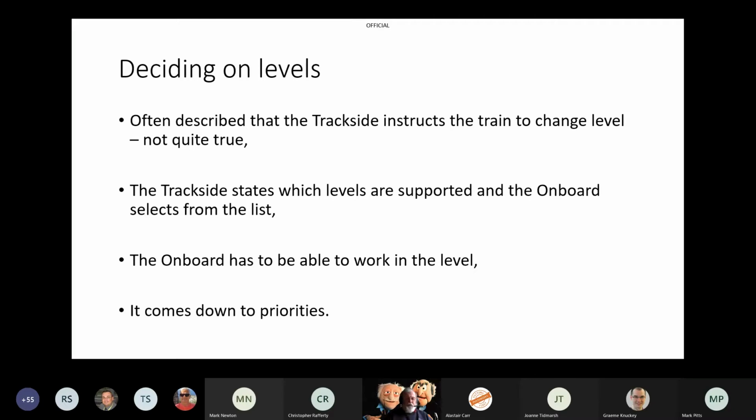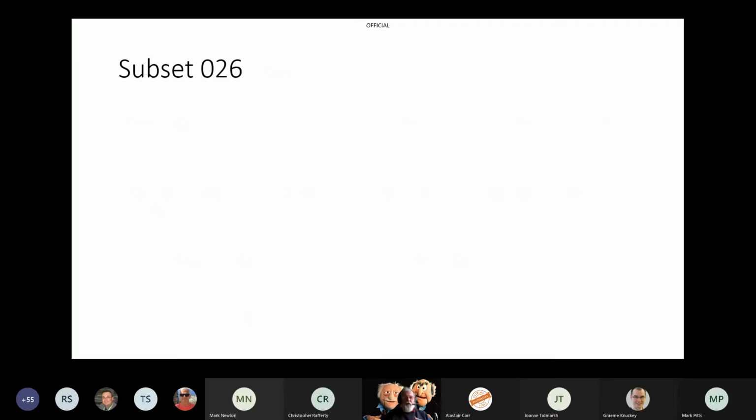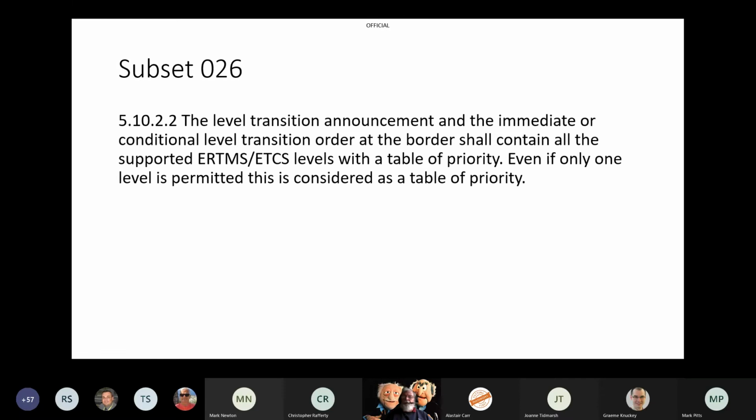Now, for those of you who've been to these sessions in the last few weeks, you'll know we need to go back to Subset 26. Subset 26 is the system requirement specification for ETCS, and it's where we can find all the information about how the onboard is expected to perform. And in this case, it actually gives us an instruction about the trackside.